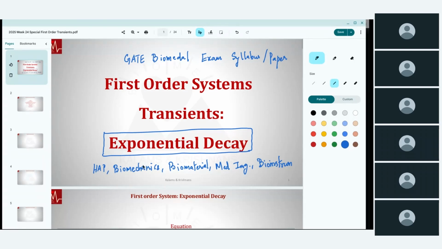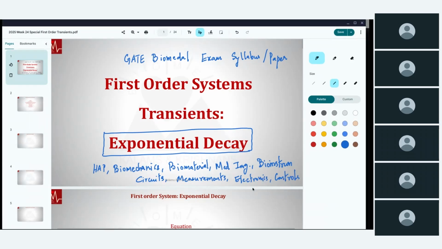So bioinstrumentation, and to a large extent even circuits. You can pretty much name all the subjects in engineering mathematics. Differential equations, this topic is there in all of them, including electronics and controls. That's what makes it so important.